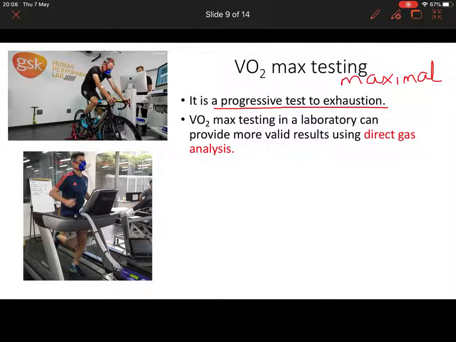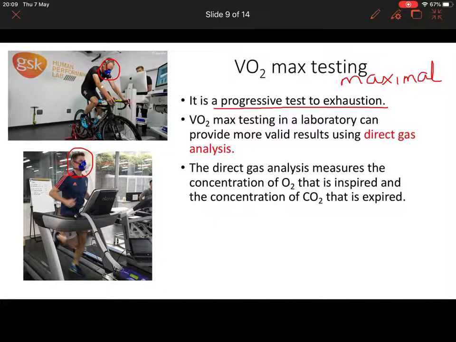As it says there, these tests can only really be done in a lab, but the key thing is, again, it provides valid results because it uses direct gas analysis. So obviously with both of these images here, you've got both athletes hooked up to a gas analyzer, and they'll be monitoring the levels of O2 and CO2 that are being produced and consumed. Okay, and just a little bit more what the gas analysis is looking at. It's measuring the oxygen that's inspired, so the oxygen that you're breathing in, and the concentration of CO2 that you're expiring. And this will be done continuously through the direct gas analysis.